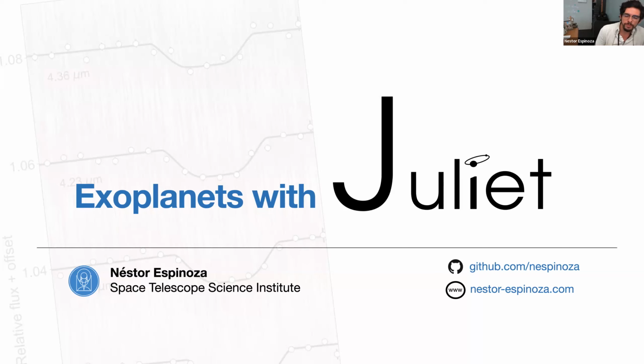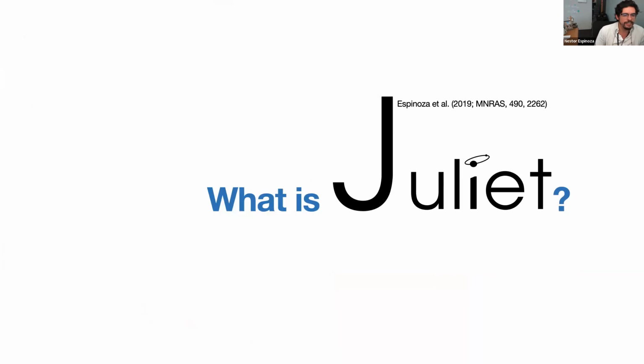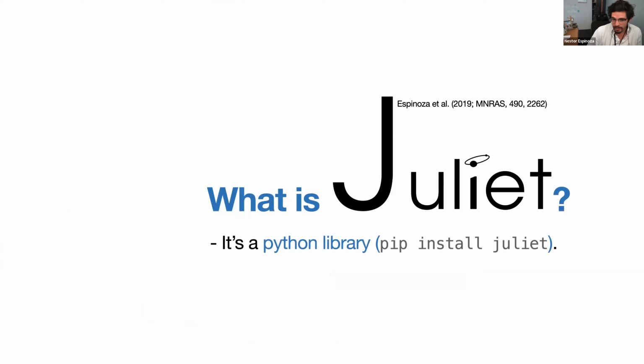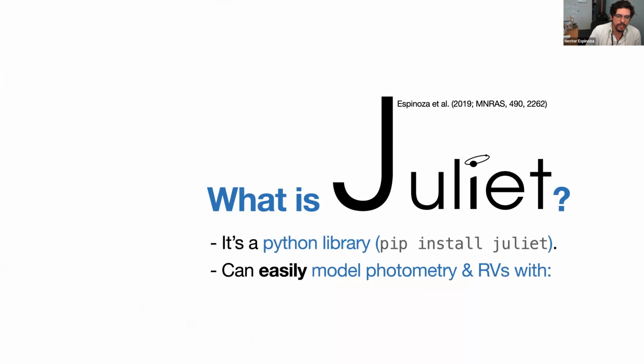So first of all, let me go with the main item on this: what is this Juliet tool? Juliet is not an acronym, it's a name, a variation of the name of my daughter in particular. It's a Python library. It's easy to install, pip install juliet, and that's it, you're set to go. It can easily model photometry and radial velocities, meaning relative photometry, for transits, eclipses, and more.